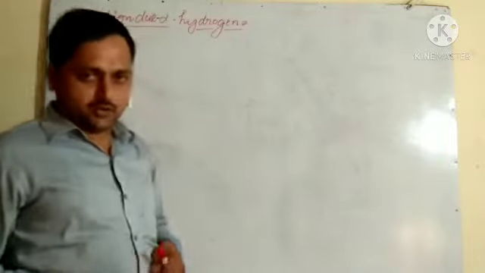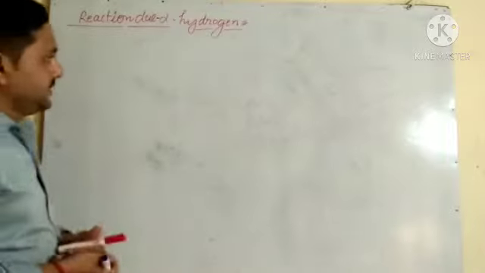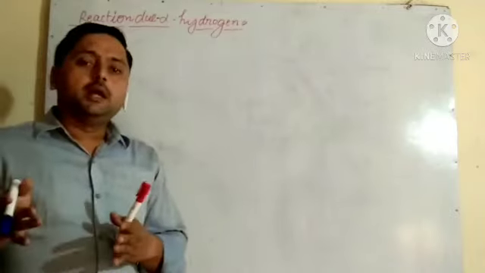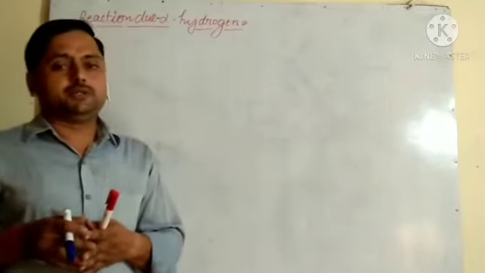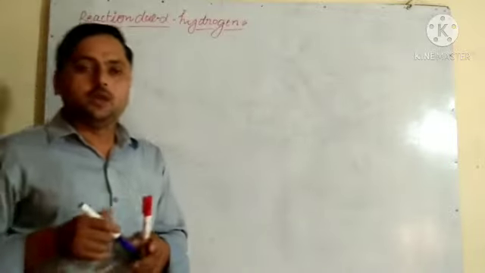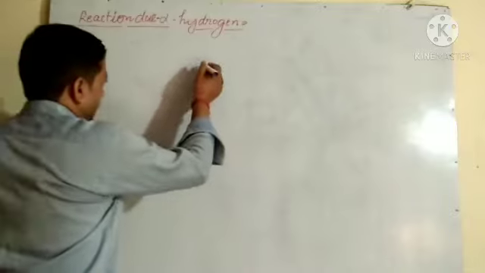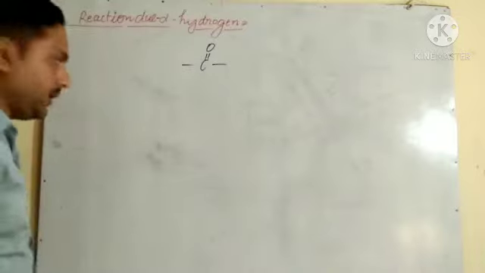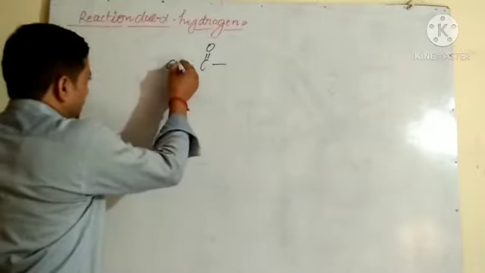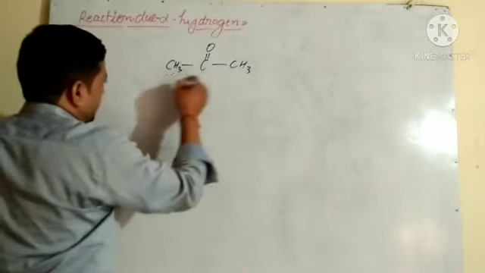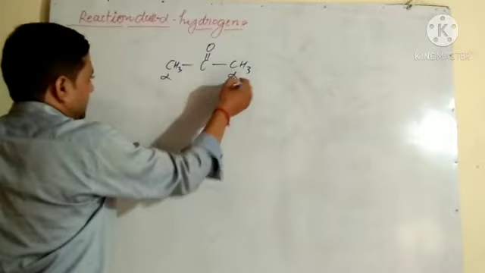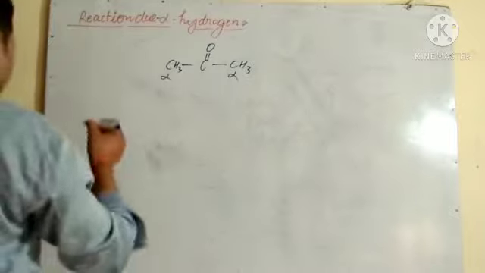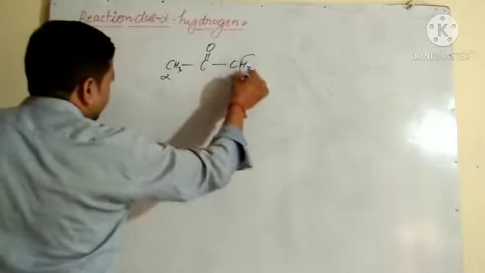Let us see what alpha hydrogen is and what type of reactions are shown by aldehydes and ketones due to alpha hydrogen. We can say aldehydes and ketones show a number of reactions due to alpha hydrogen. So what is alpha hydrogen? I have already told you, but here we will clarify. This is the carbonyl group, and this is CH3. The first carbon is the alpha carbon, and the hydrogen bonded to this carbon is called alpha hydrogen.